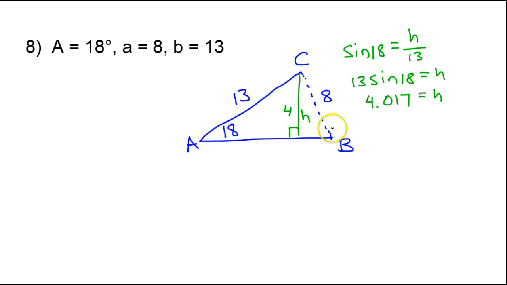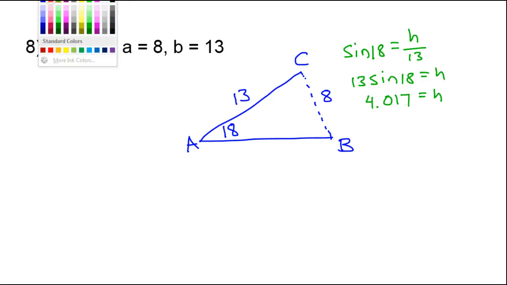So the question is, looking at this swing side as a rope, is this rope long enough to reach? And yes, it is long enough to reach because it is longer than the height, which is only 4. So it will reach the other side. So far that proves that I will have at least one triangle. The question is, will I have 2 triangles?